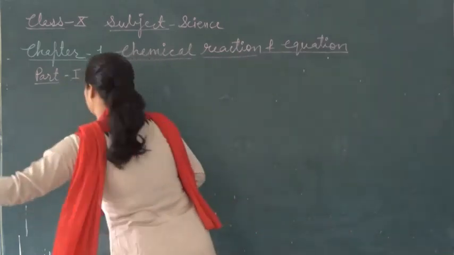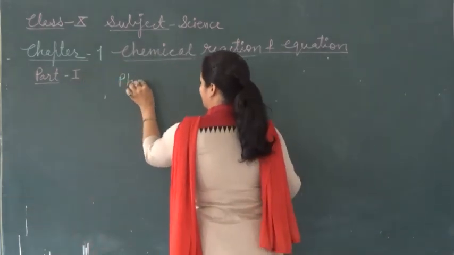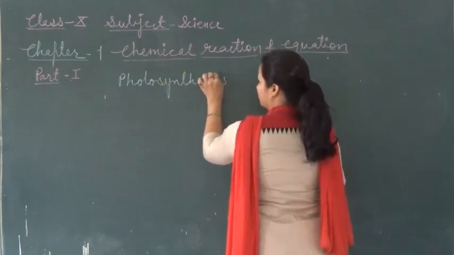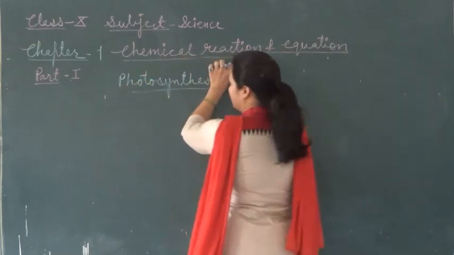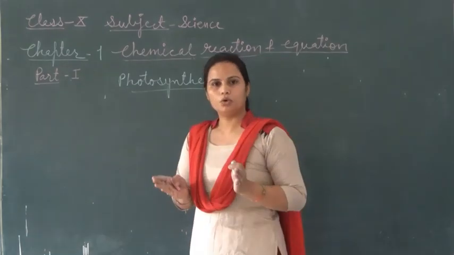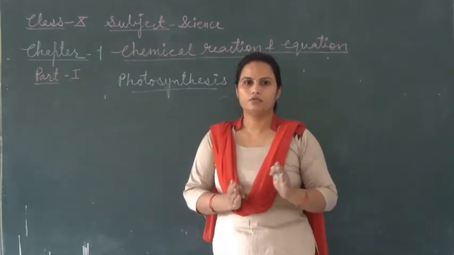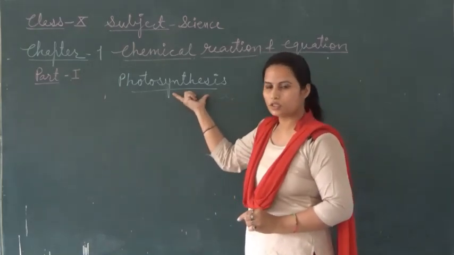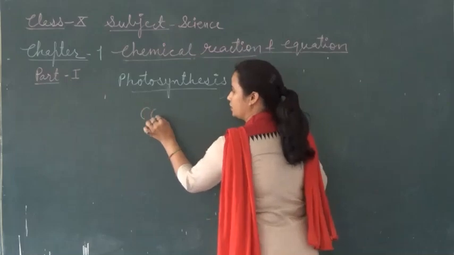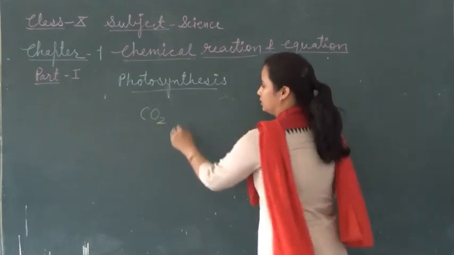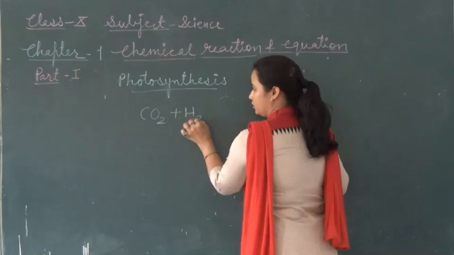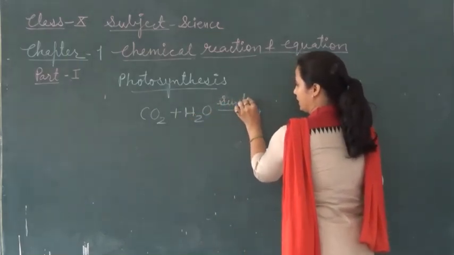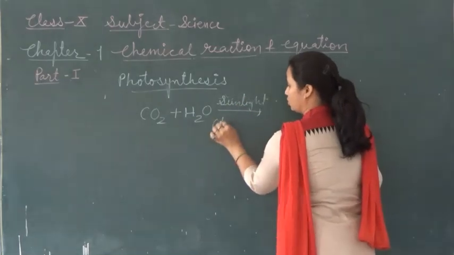The first example is photosynthesis. What is the meaning of chemical reaction? Two or more chemicals react to each other and it forms an equation. Photosynthesis is a process in which a plant utilizes atmospheric CO2 and water taken up by the roots, in the presence of sunlight and chlorophyll.